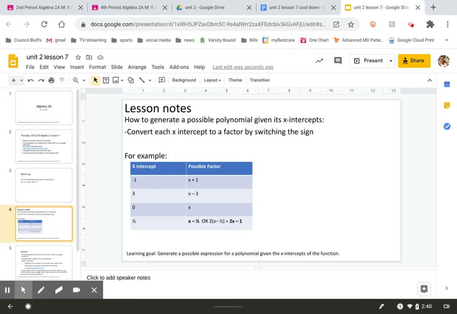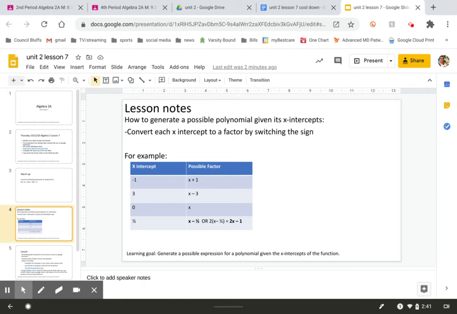So if I know what those x-intercepts are, we're going to learn how we could figure out a polynomial that has those x-intercepts. We do that, as it says here, by converting each intercept to a factor by switching the sign. I gave several examples here. If I have an x-intercept of -1, I convert it to a factor by switching it to +1, and the factor would be x plus 1.